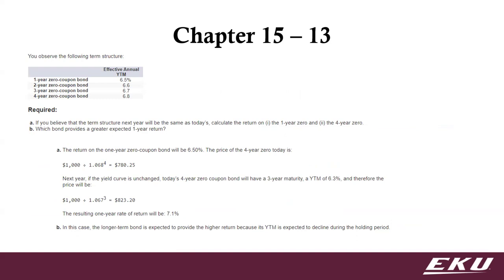Another similar problem here in 13, but they give you 4 years of what the yield to maturity will be. That's your IY, as we're going through time. And then calculate what you think the return would be for a 1 year and 4 year bond. And then which one would be the greater 1 year return, right? The longer term bond in this case, but it's just because of where the yield to maturity is and how much you think it's going to decline.